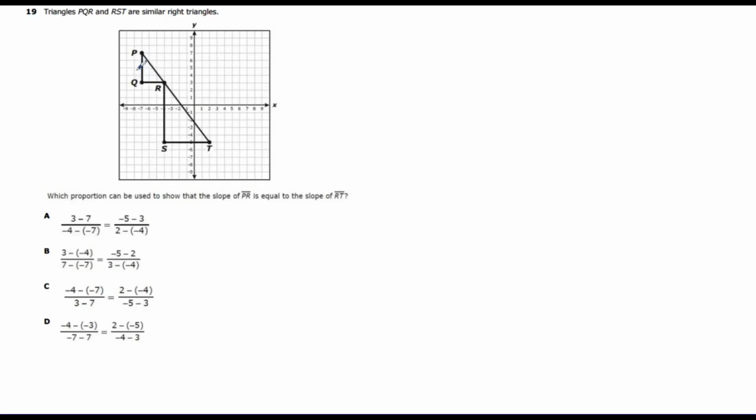So let's start on our top triangle. This goes up by 4, over by 3. But it's negative. So slope from PR, right, looks like negative 4 over 3. So when we work these out, one of our ratios should look like negative 4 over 3.